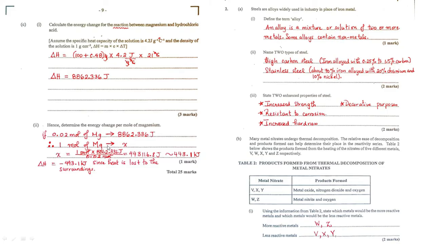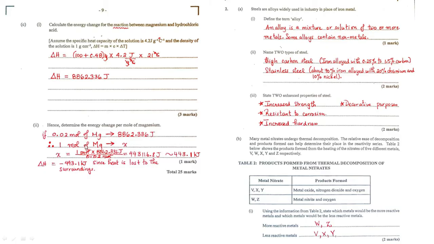Okay, and then we had to now determine how much heat would have been given off if 1 mole of magnesium were used. Right, so seeing as how we use 0.02 moles of magnesium, we see that this amount of magnesium produced this amount of heat, right? Now we need to figure out how much 1 mole of magnesium would have given off if we were using 1 mole. And again, this is a setup where we have a fraction of 0.02 over 1 equal to 8862.336 over x.